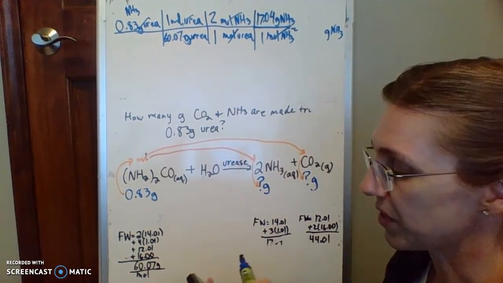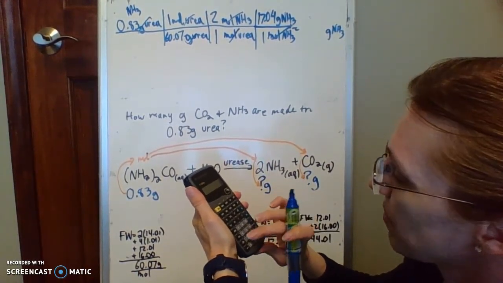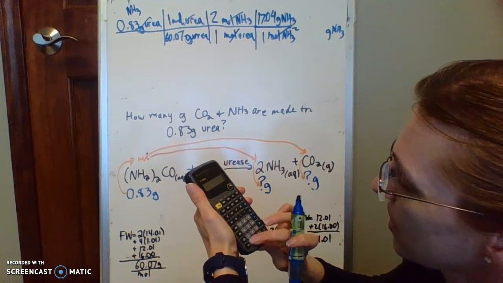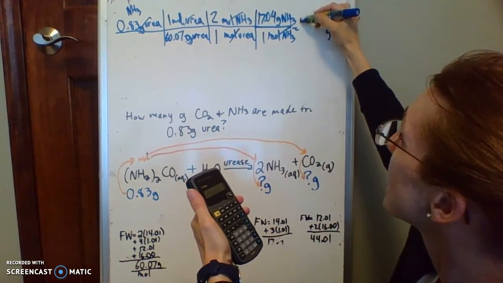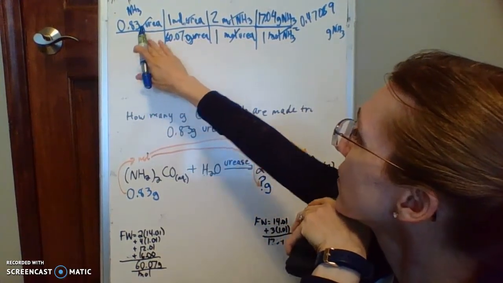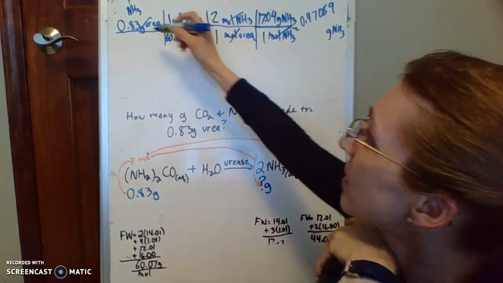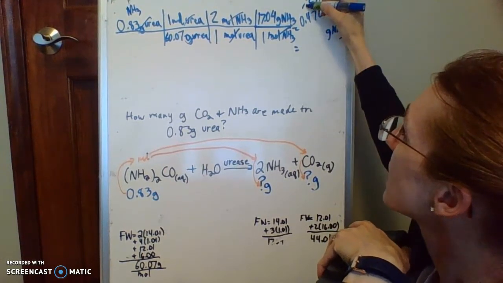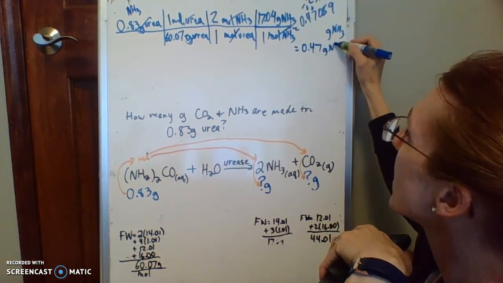And so we can go ahead and type this into the calculator. 0.83 times 1 times 2 times 17.04 divided by 60.07 divided by 1 divided by 1. And we get 0.47089. We've got 2 significant figures. There's 4, exact. There's 4. So 2 significant figures is the smallest one. We need 2 significant figures here. So when we do that, it's this position and that position. So 0.47 grams of NH3.